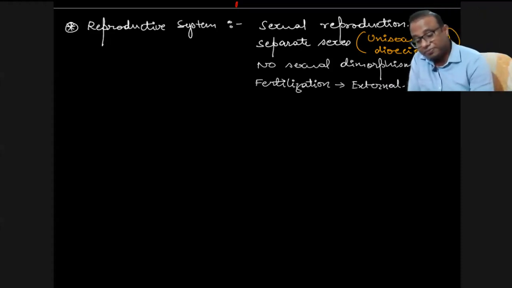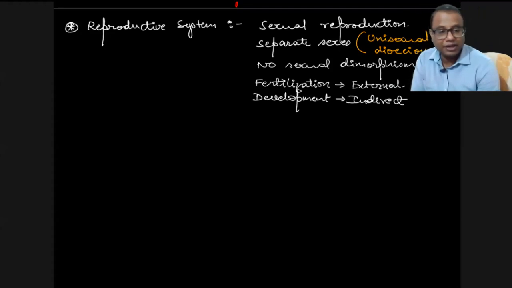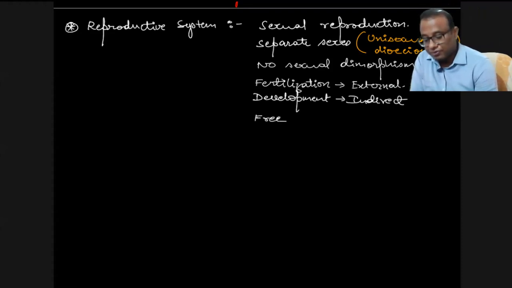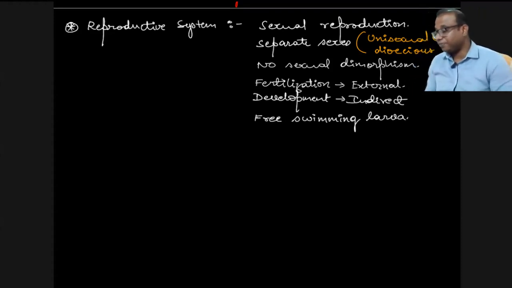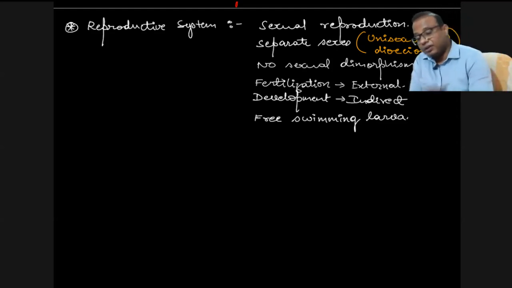What about development? Next feature, development. Indirect. Indirect development. So development is indirect. So indirect means there is larval stage. Okay, and here larva is free swimming larva. Okay. Right. Now coming to this note point, and this note point is about regeneration in echinoderms. So echinoderms possess remarkable ability of regeneration.